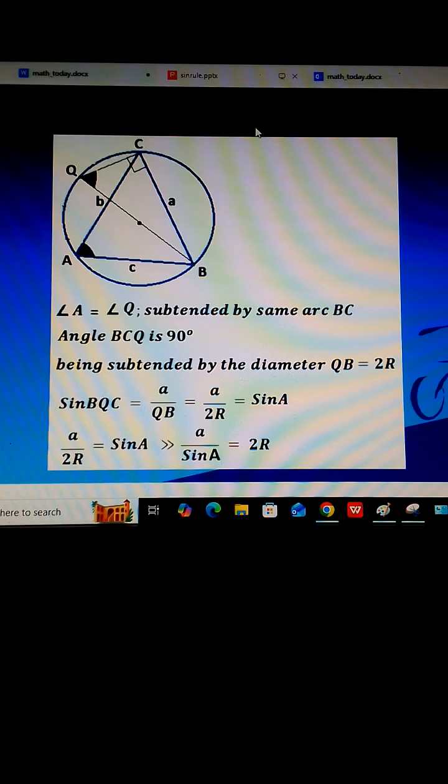Alright, that is how the two rules are derived. So I believe this video has been of value to you.